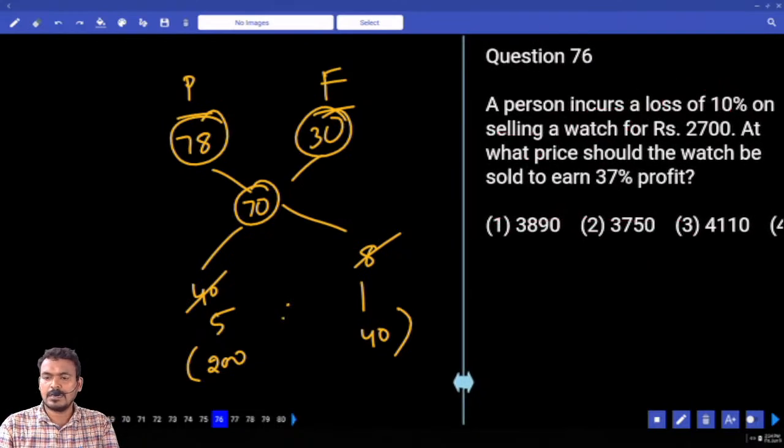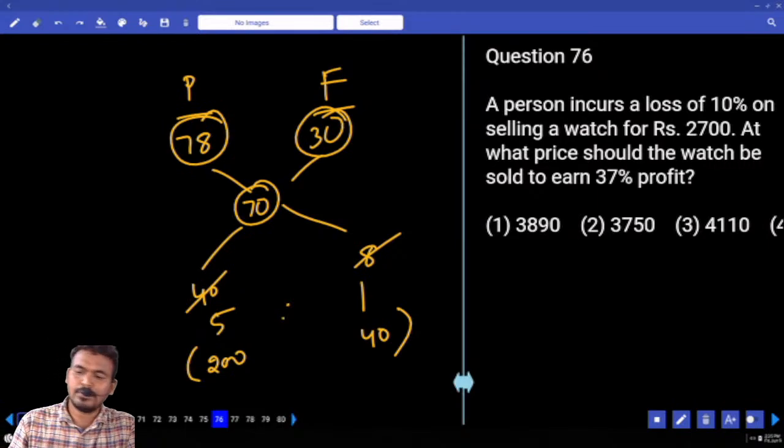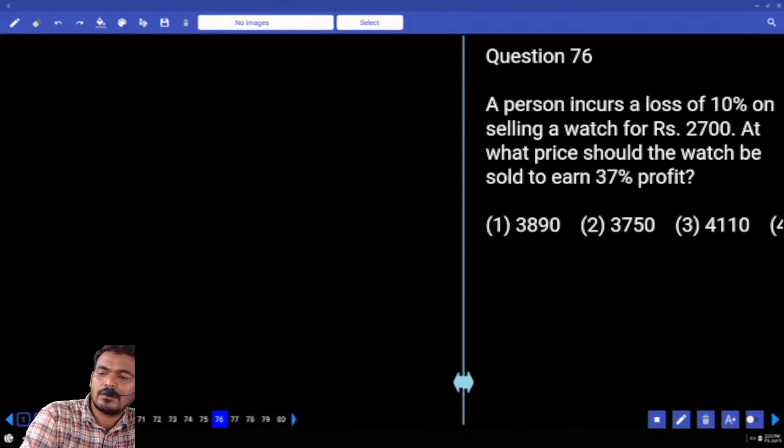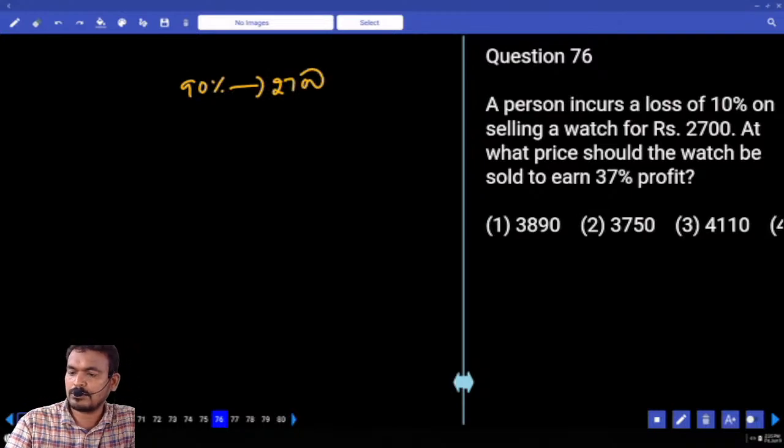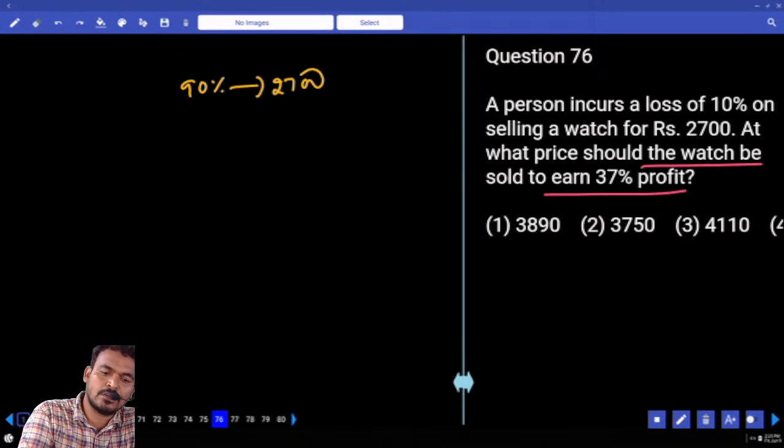Next question number 76. A person incurred a loss of 10% on selling a watch for 2,700. At what price should the watch be sold to earn 37% profit? 10% loss means what is the selling price? 90%. 90% is equal to how much? 2,700. What is the question here? At what price should the article be sold to earn 37% profit? What is the selling price?